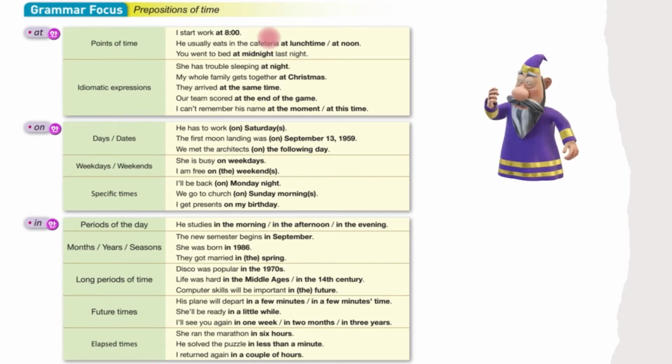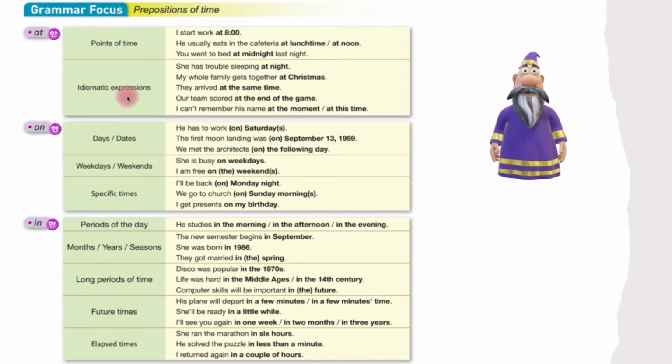Not 7:59, not 8:01, but at 8. He usually eats in the cafeteria at lunchtime or at noon. Noon is 12 o'clock. So these give specific, exact points of time.